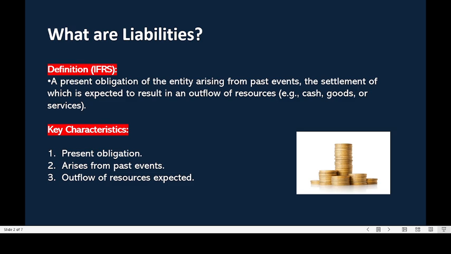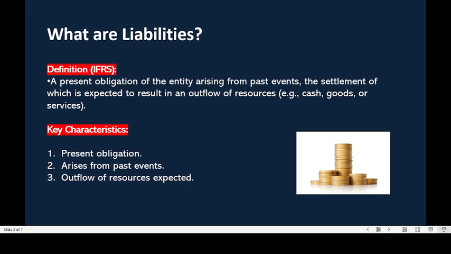To summarize, liabilities have three main characteristics. Present obligation. There is a duty or responsibility to act. Past events. The obligation arises from past transactions or events. Outflow of resources expected. Settlement requires giving up resources that provide economic benefits.